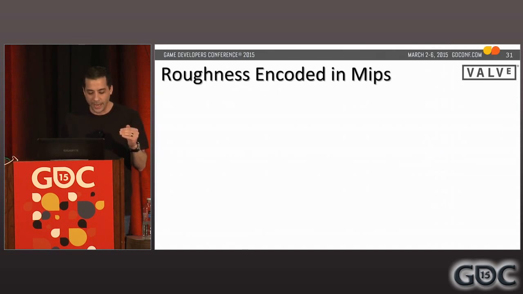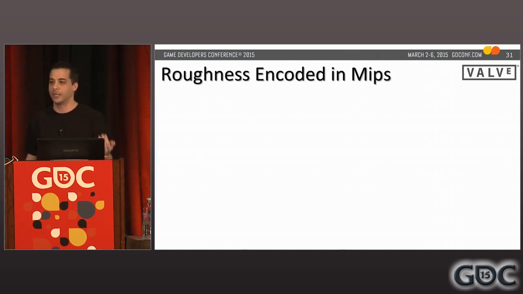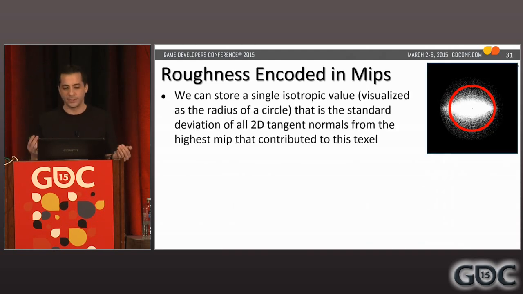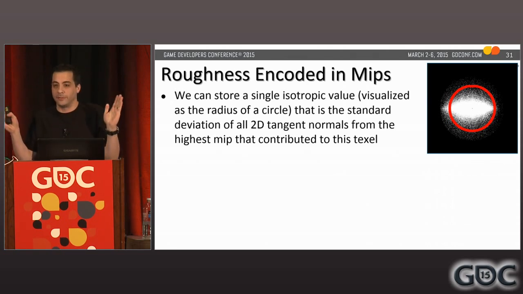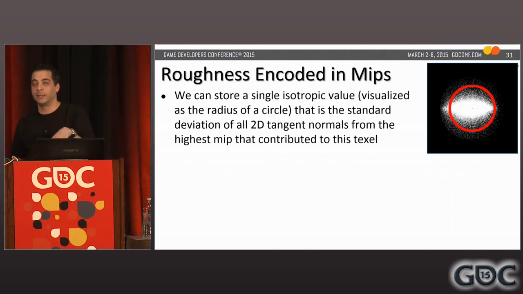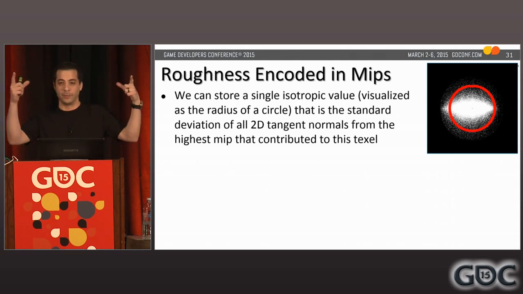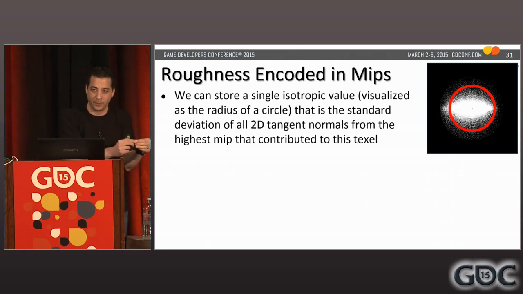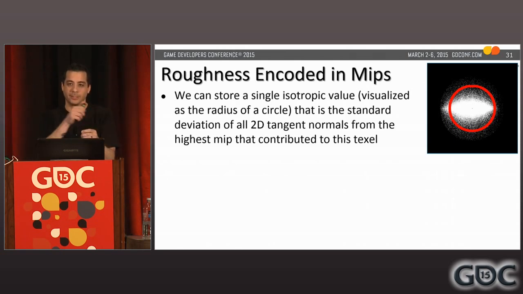So the idea was to encode this roughness information in every texel of every MIP of our normal map. Here's one way to think about it: we can store a single isotropic value, which I visualize as a circle. That's the standard deviation of all of your 2D tangent normals from the highest MIP that contributed to this texel. Meaning, if you take all the normals that contributed to this texel of this particular MIP, take the distribution of all those normals, and take the standard deviation, that's effectively a roughness value that you can use in your shader.